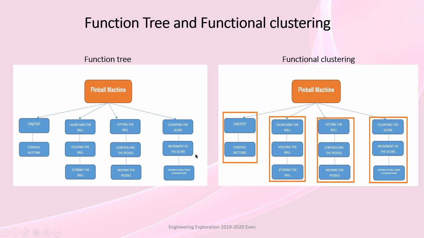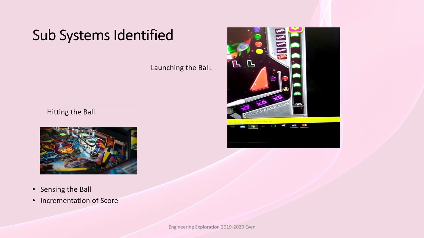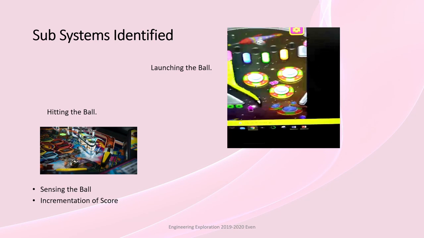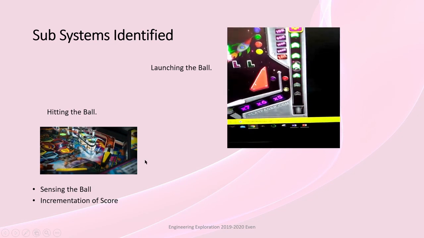Functional clustering. As you can see over here, we have made separate clusters for all the functions. We have identified our subsystems as launching the ball, hitting the ball, sensing the ball and incrementing the score. As you can see in these animations, launching the ball is done like this and hitting the ball is done with the help of pedals, and sensing the ball is done with the help of IR sensors, and the score is incremented when the ball passes through an IR sensor.